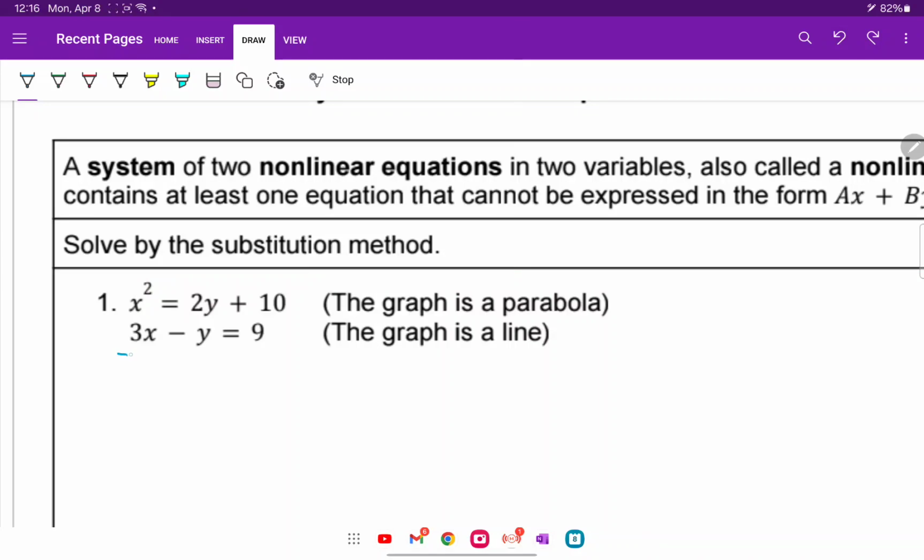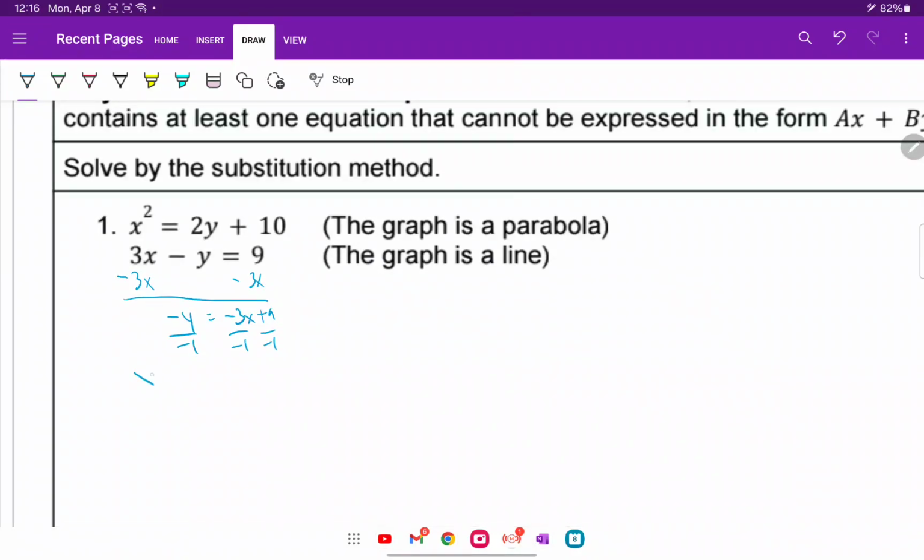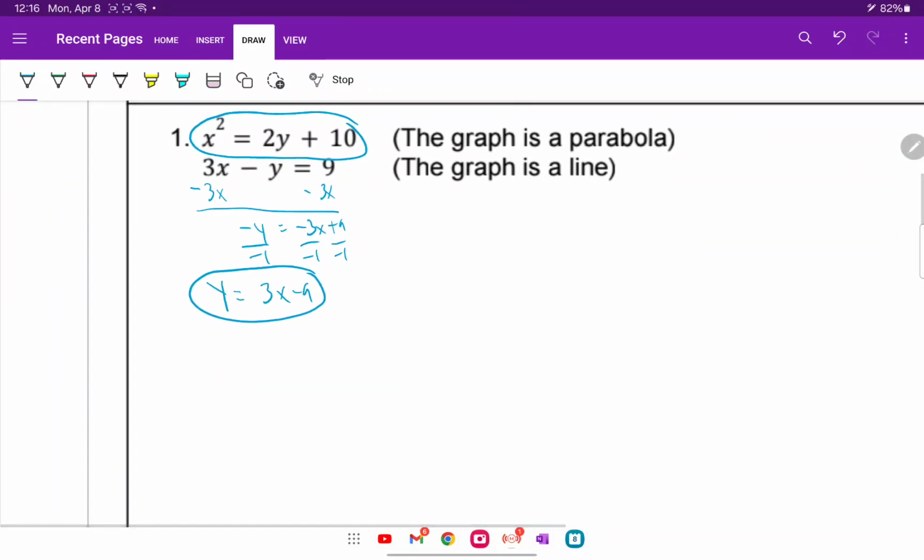I'm just going to subtract the 3x, then negative y equals negative 3x plus 9. Then I'm going to divide by negative 1. Then I get y equals 3x minus 9. So I'll be using this equation and my very first one here. You'll notice that I have it solved for y. So all I'm going to do is substitute this expression into the first equation for y.